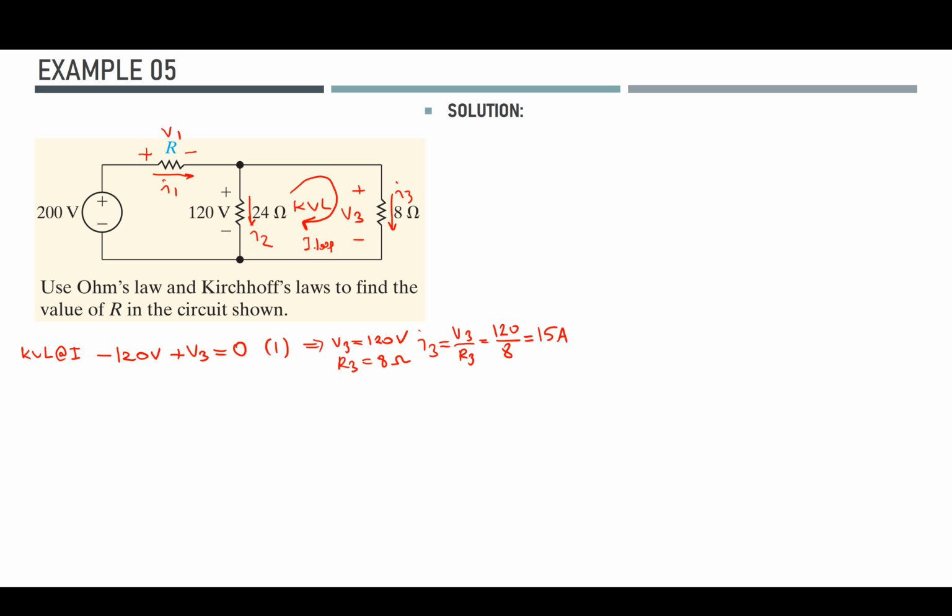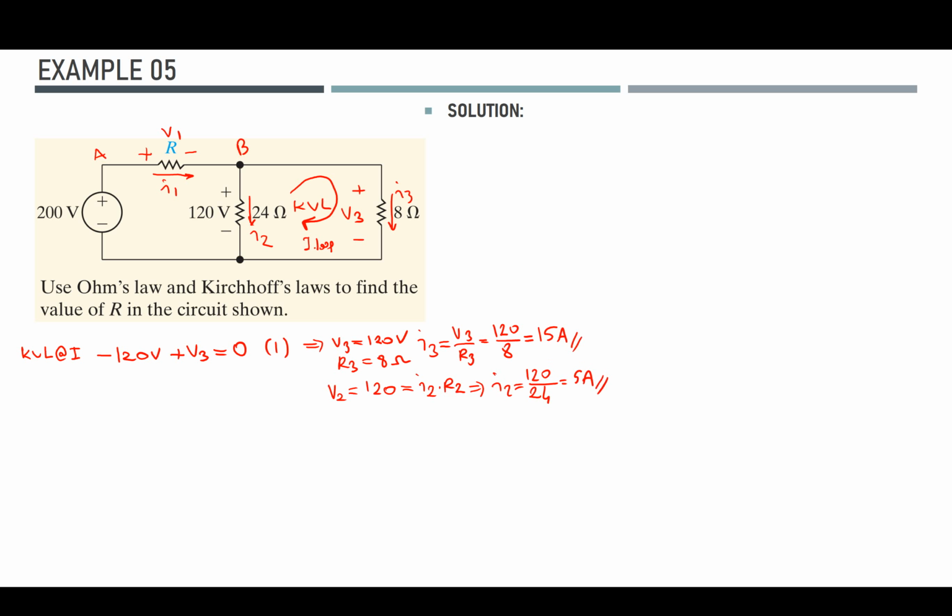From here I can also use Ohm's law again to calculate I2, because as you know, V2 is 120 volts, given to us, and it should be equal to I2 times R2, which is 24 ohms. From here I2 can be calculated as 120 over 24, which is 5 amps. So I have also calculated I3 and I2.